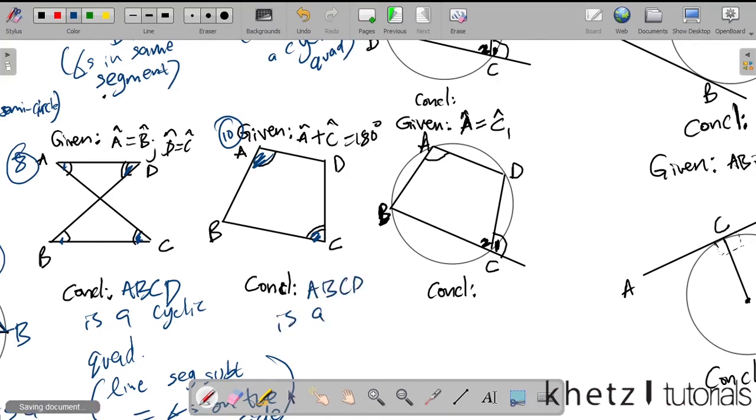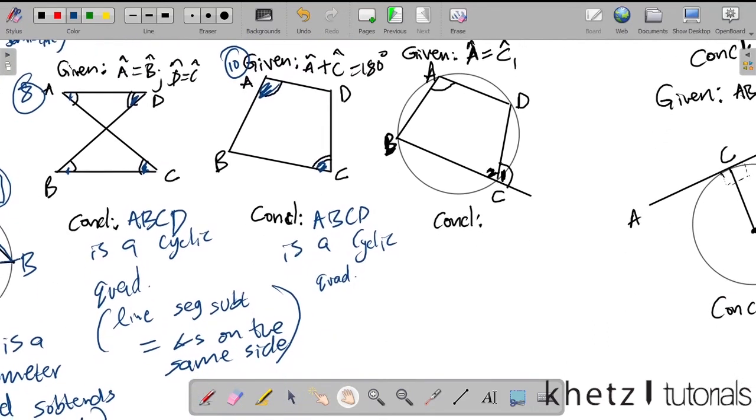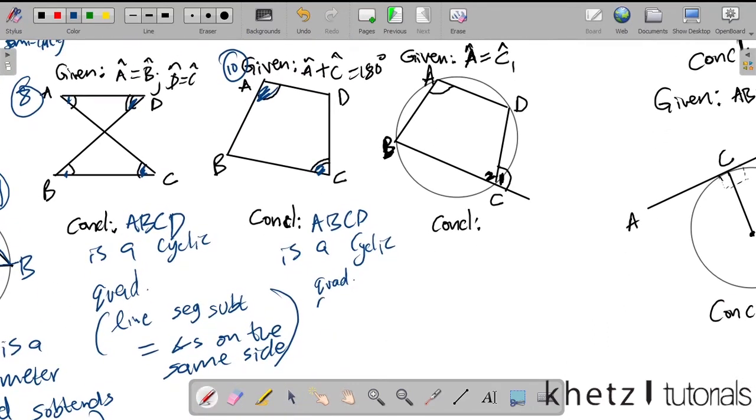So cyclic quadrilateral just basically means it's one in a circle, even though the circle is not actually drawn in here. But we can conclude that ABCD is a cyclic quadrilateral because it satisfies the rule that says opposite angles of a quadrilateral add up to 180 degrees, and that is our reason. The reason would be opposite angles supplementary, so basically add up to 180 degrees.